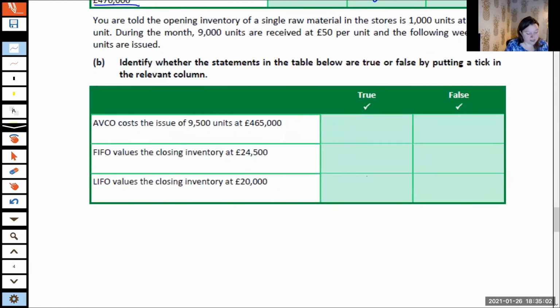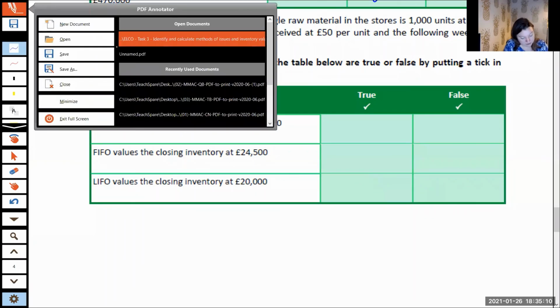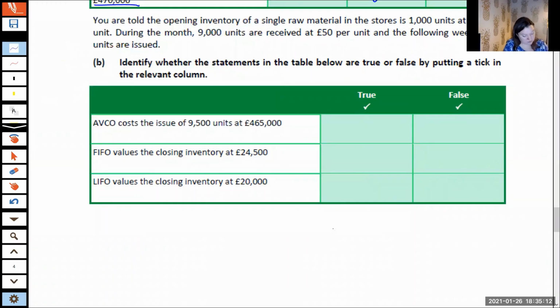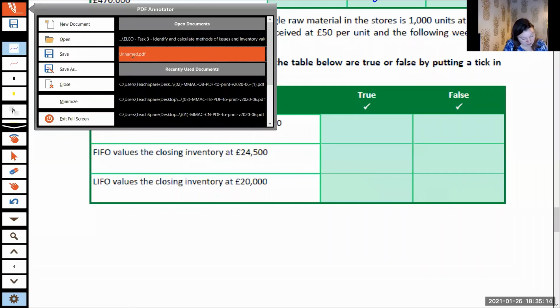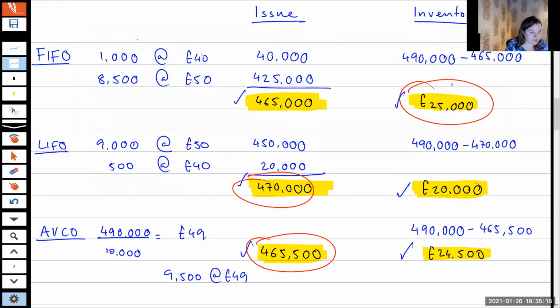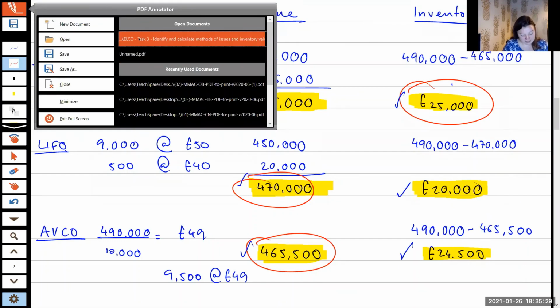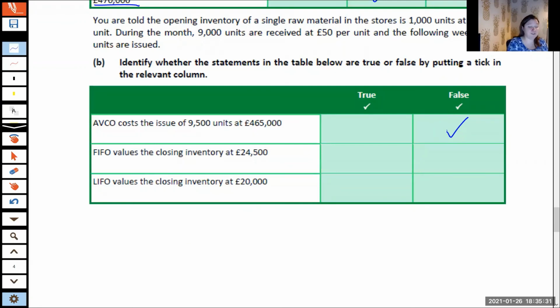Next, true or false statements. AVCO costs the issue of 9,500 units at £465,000. Let's have a little look. No, it doesn't. Be careful, because the cost of issue is 465,500, whereas the question says 465,000. It must be false. Watch out for that, because that is easy to accidentally miss. So that is false.